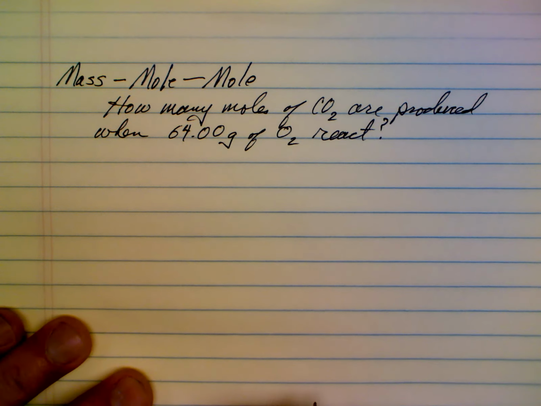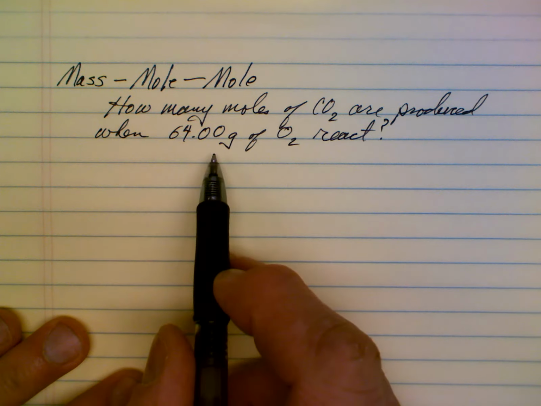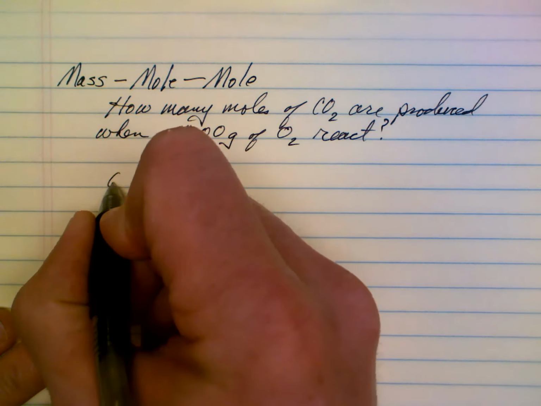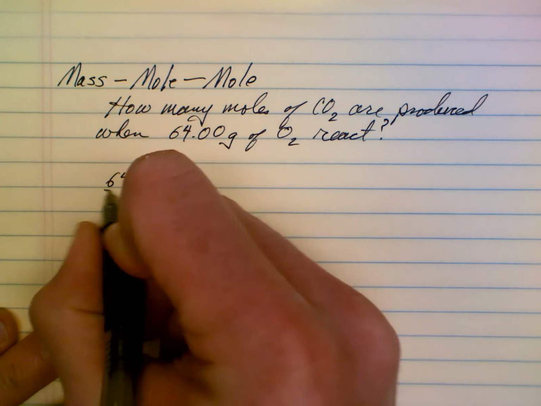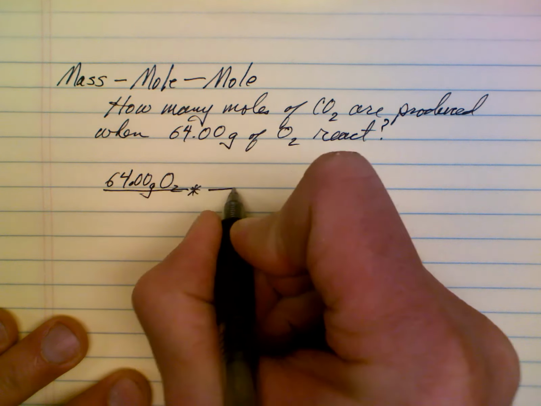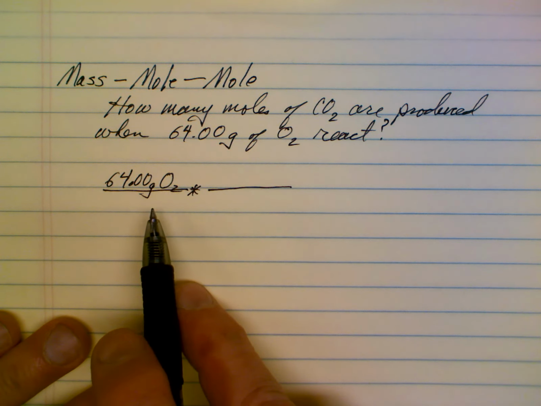So in this particular problem, again, we start with what's given here. We have 64.00 grams of O2, so that's what I start with, 64.00 grams of oxygen. And in this case, we are going to convert right away to moles of oxygen, because when we use our balanced chemical equation, those coefficients relate the mole-to-mole ratio, not the grams. So I have to get my grams into moles.